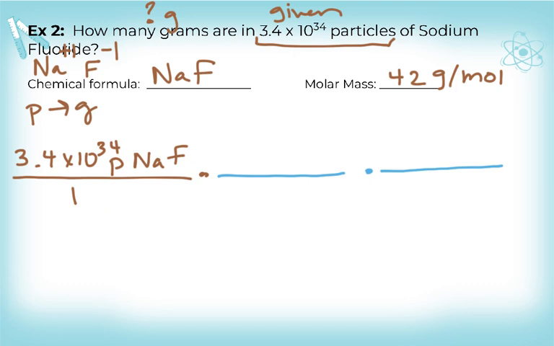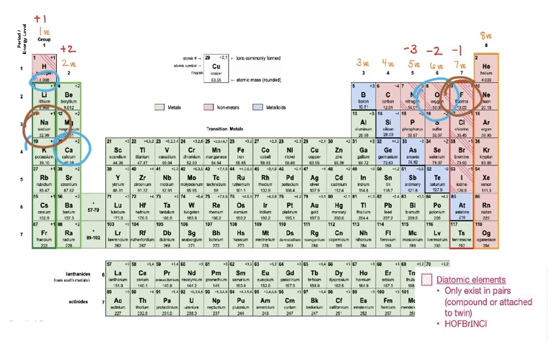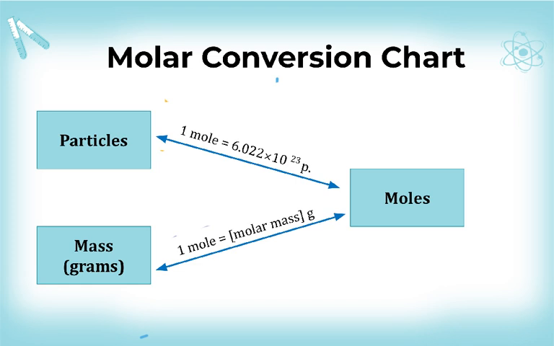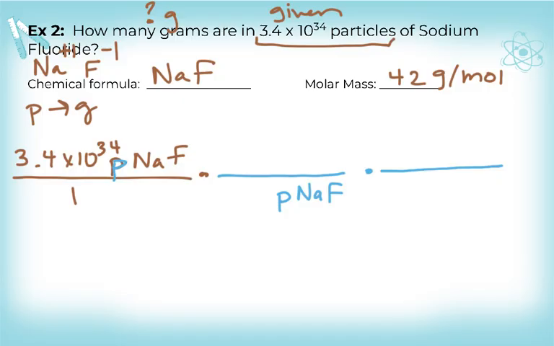So I want to get rid of particles. Because I have particles on the top, I'm going to have particles in the bottom of my first conversion factor. And looking back at our chart, now we're going the other way. We're starting with particles going to moles, meaning that whatever I want to get rid of is going to go in the bottom. Whatever I want is going to go in the top. So I want 1 mole, so that's going to go in the top for that conversion factor.